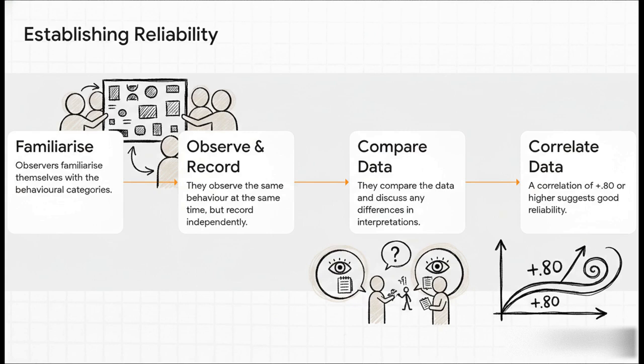First, all of the observers get together and make sure they agree on what each behavioral category means. Then they watch the same thing at the same time, but record their data separately, no peeking. Afterwards, they compare their recordings. And finally, you do a statistical test to correlate their scores. And here's the magic number you need for your exams. A correlation of 0.80 or higher means you've got good inter-observer reliability.